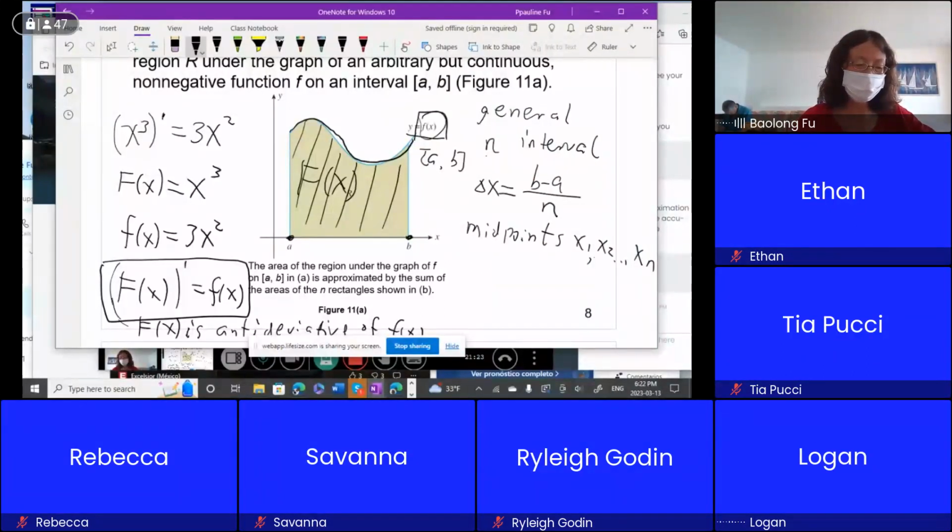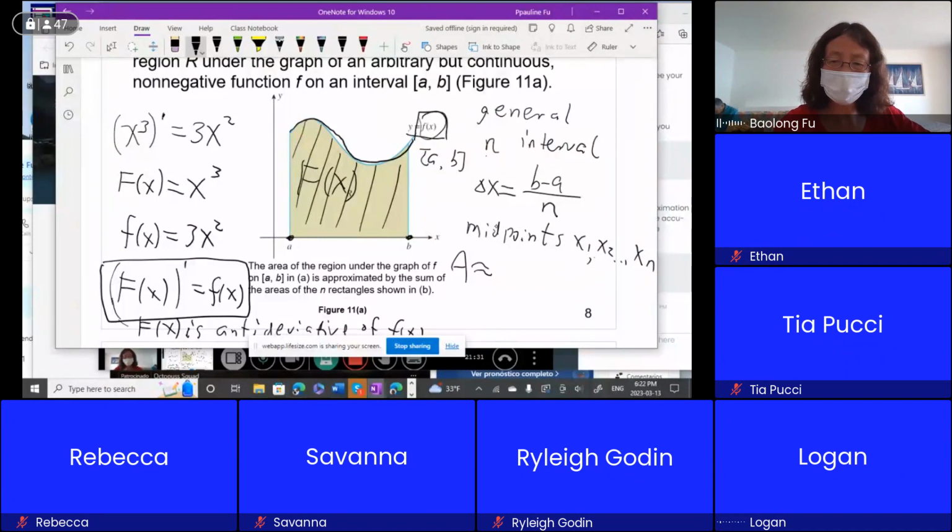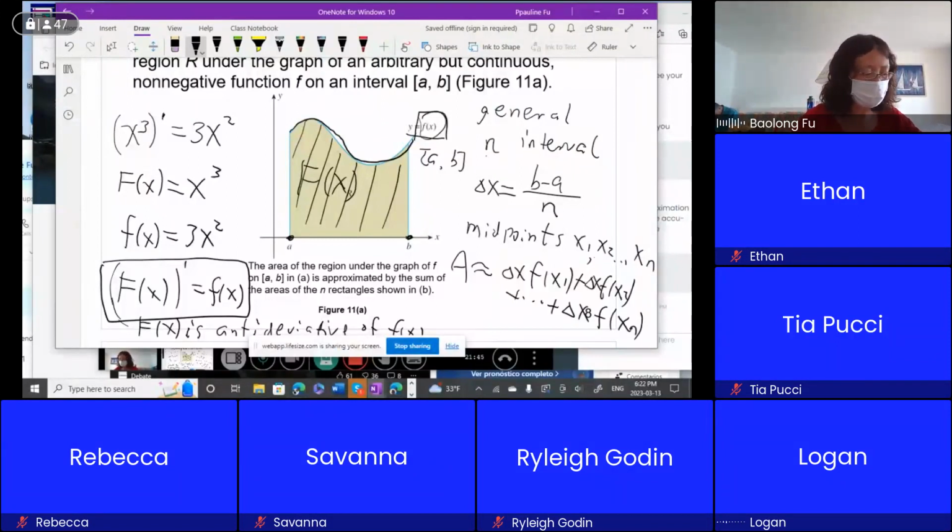Once you get the midpoints, the area is roughly, not exactly, delta x times f(x1) plus delta x times f(x2) plus until delta x times f(xn). This is the area, generally speaking, roughly equal to.